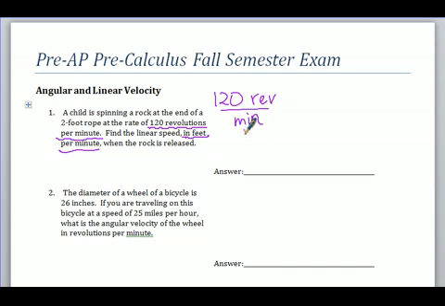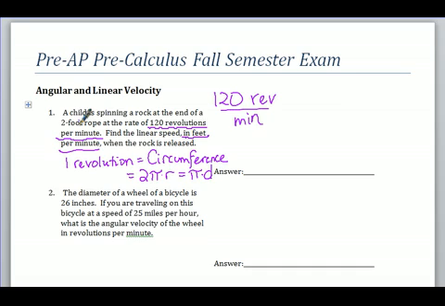So I already have minutes in the denominator. I'm good there. I need to convert revolutions to feet. One thing that you have to remember on angular and linear velocity problems is that 1 revolution is equal to the circumference of the circle. All of these problems are going to involve circles. 1 revolution equals circumference. You can find circumference by multiplying 2 pi times the radius, or pi times the diameter, depending on what information you're given.